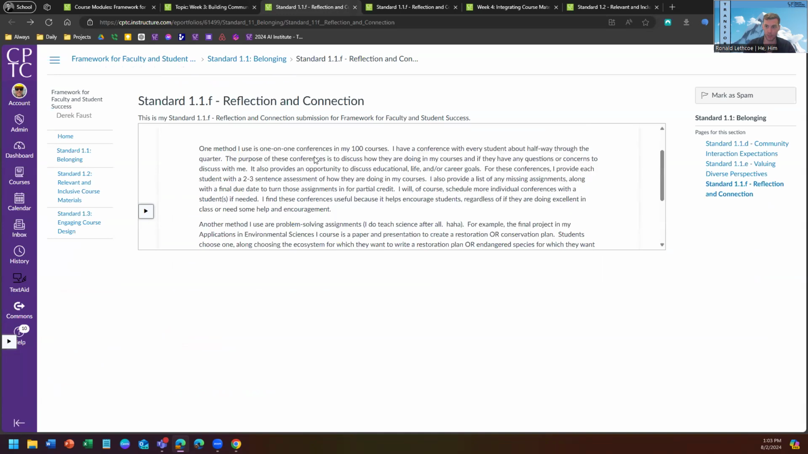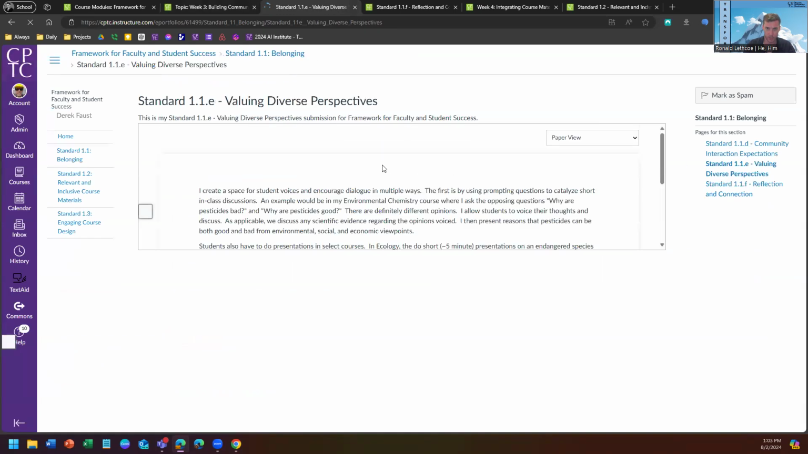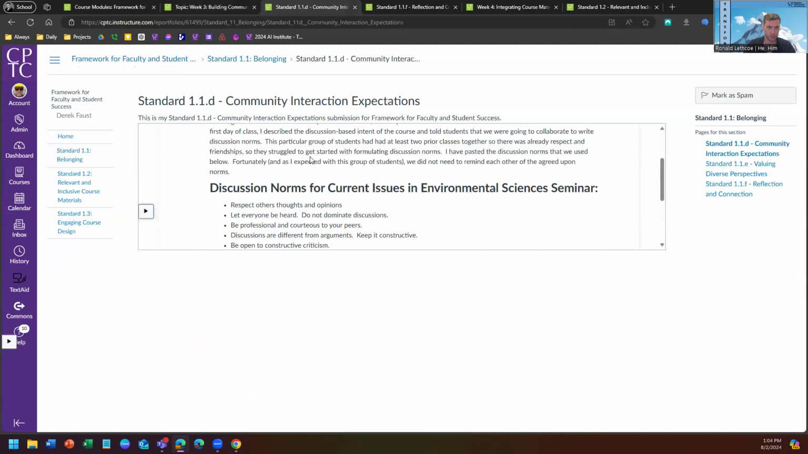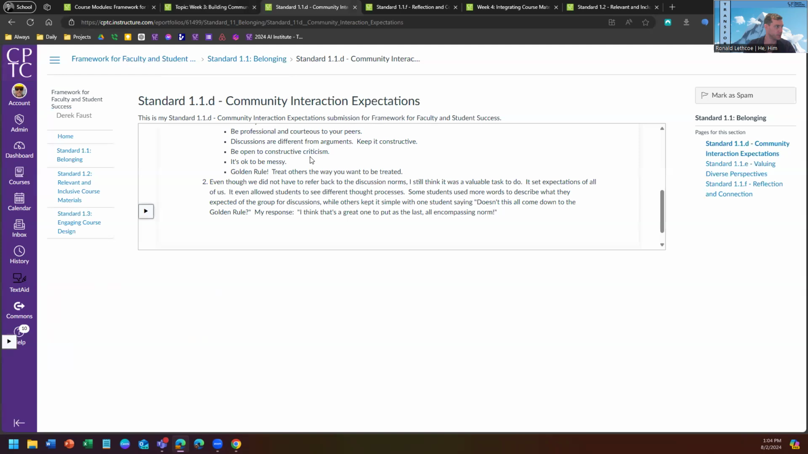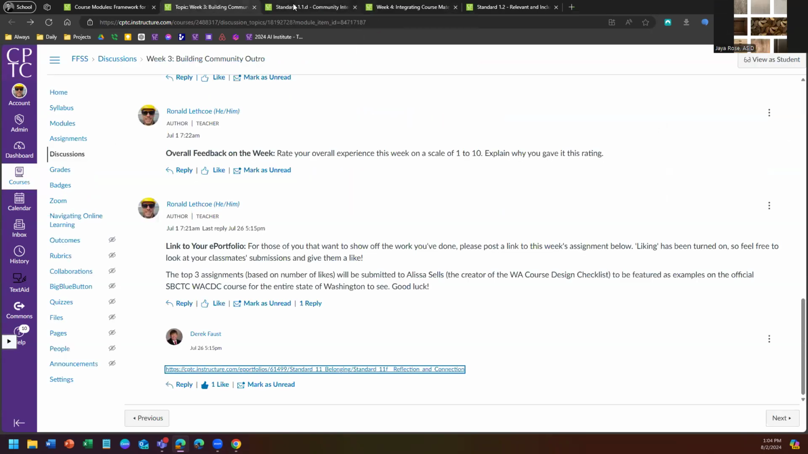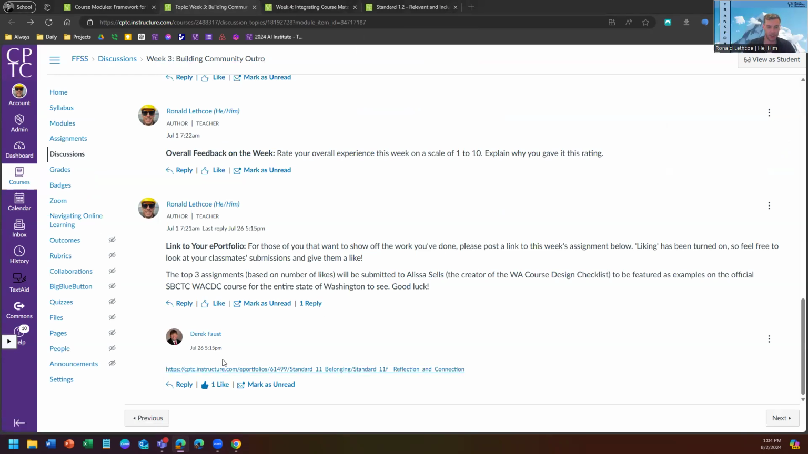And you can see in here that he's got 1.1. Oh, he's also got these ones in here too, 1.1E and 1.1D. Derek putting in work. Thank you, Derek. Good work. Go, Derek. Go, Derek. I'm definitely team Derek.